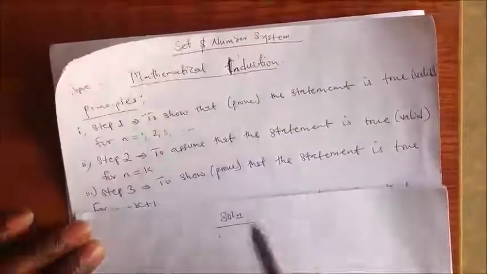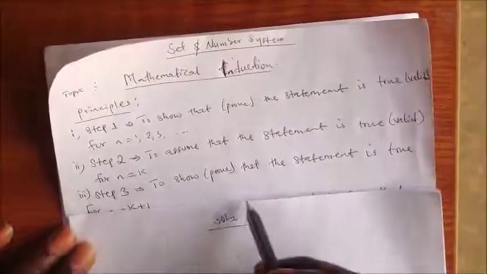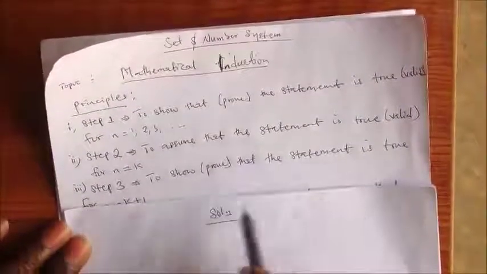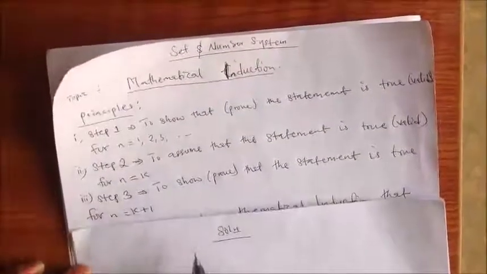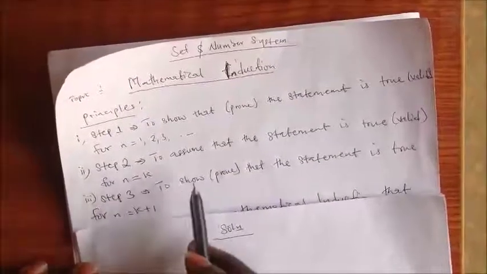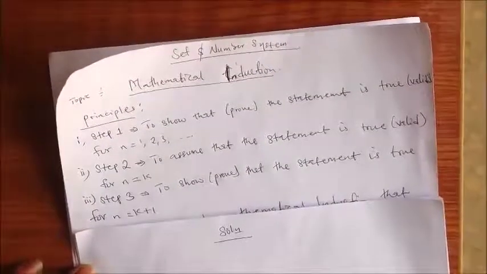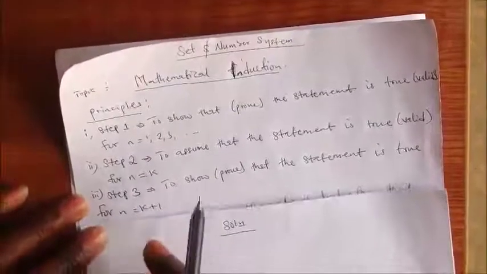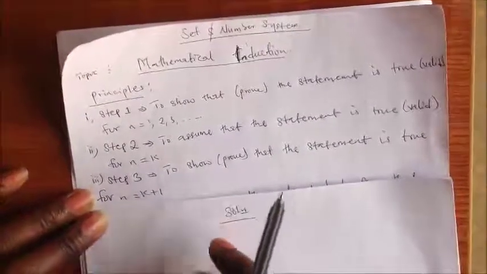After the assumption, the next step is step 3: to show, meaning prove, that the statement is true for n equals k plus 1. After we have assumed it for n equals k, we should test it for n equals k plus 1, and if it is satisfied, then the formula is a valid formula.